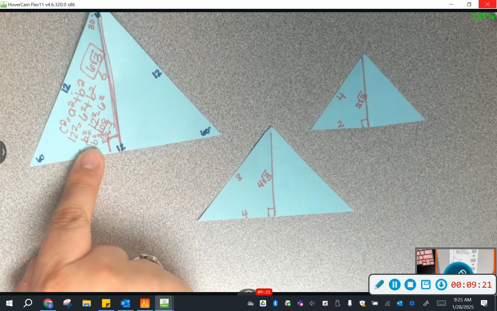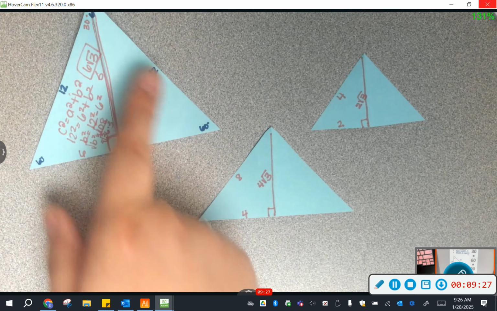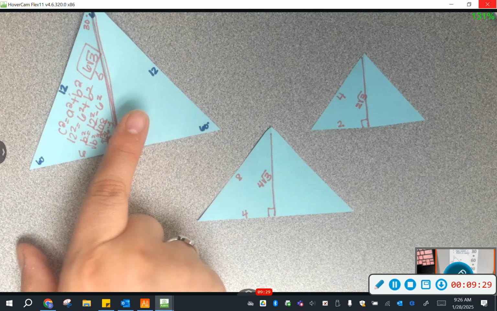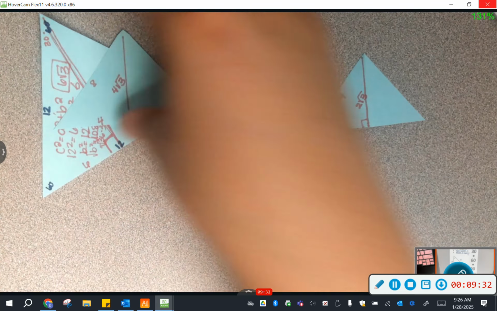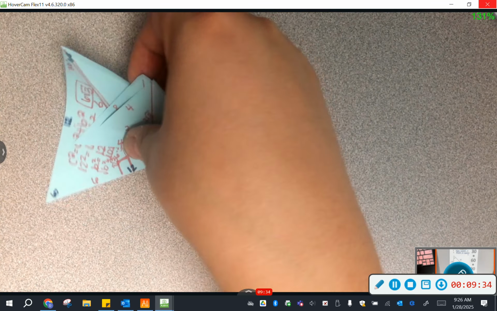Again, could you do all this work every single time? Yeah, absolutely, if you wanted to do all that. But what I'm showing you today is a shortcut. It's a trick so you don't have to do all of this. This trick only works with 30, 60, 90 triangles, which comes from an equilateral triangle.